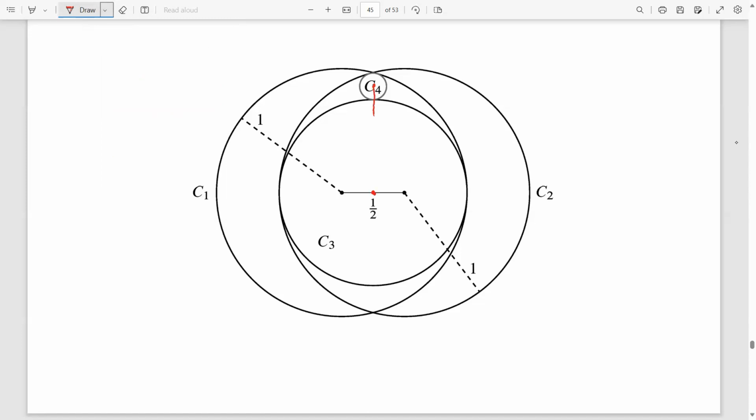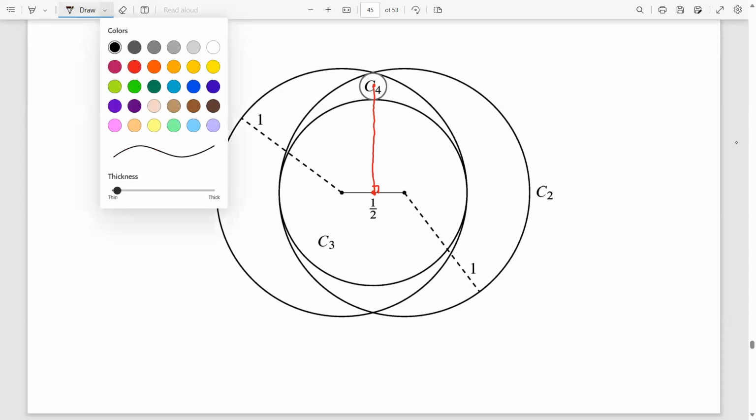Now if I connect the two centers with a straight line, by simple symmetry, this will form a right angle. So first we should find the radius of circle C3.